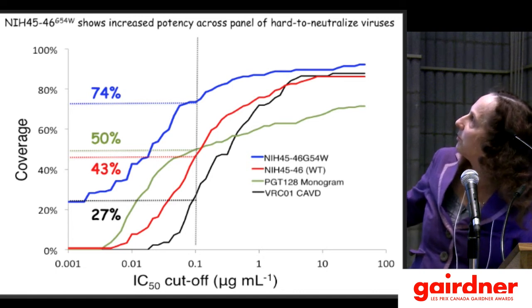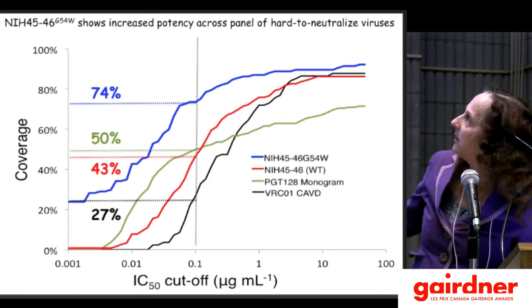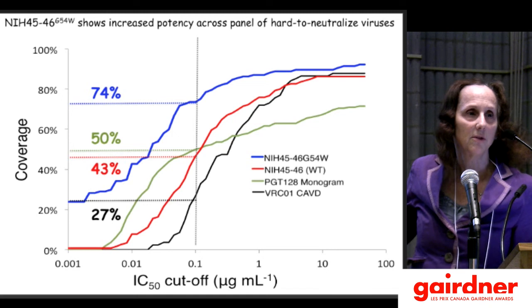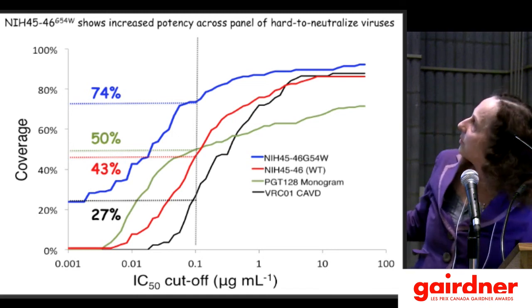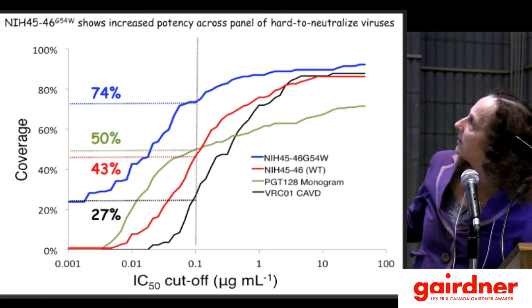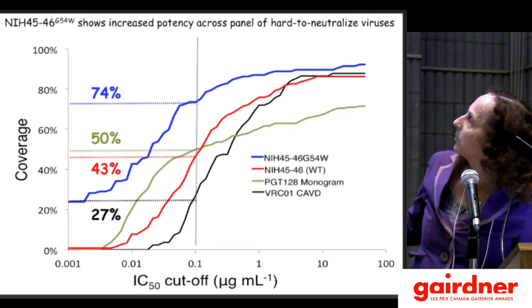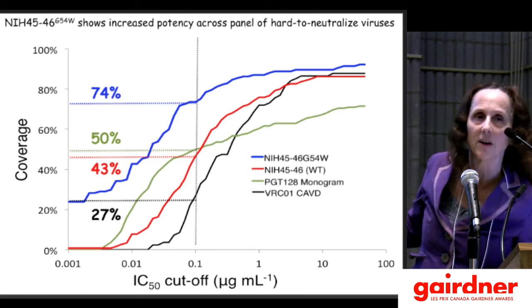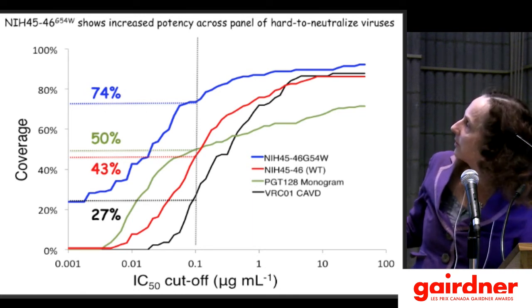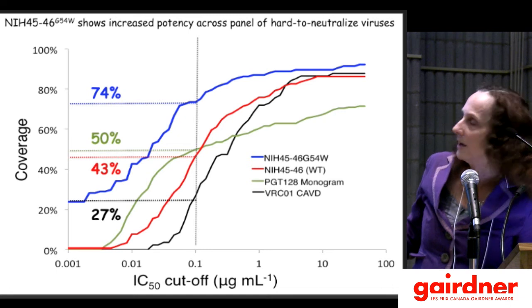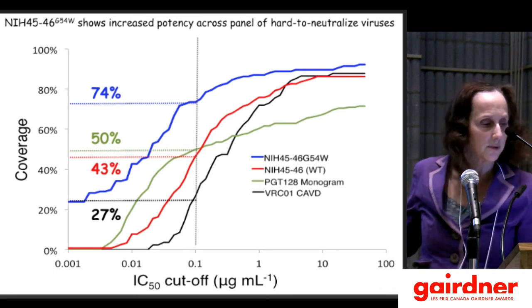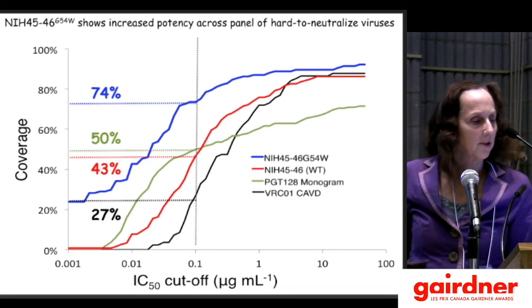And so this has been suggested as a cutoff for the optimal IC50 to be actually therapeutically effective. And so you can see that the improved antibody hits 74% of the strains at this concentration, whereas the parental antibody hits 43%. And then the less potent clonal variant, VRC01, gets 27% of the strains. So this is pretty good. But we wanted to go on and make variants of this.